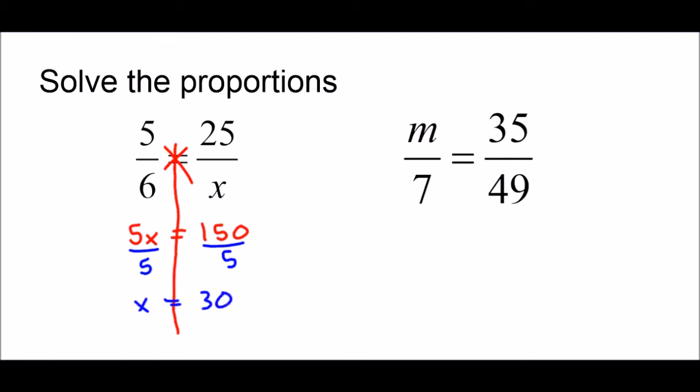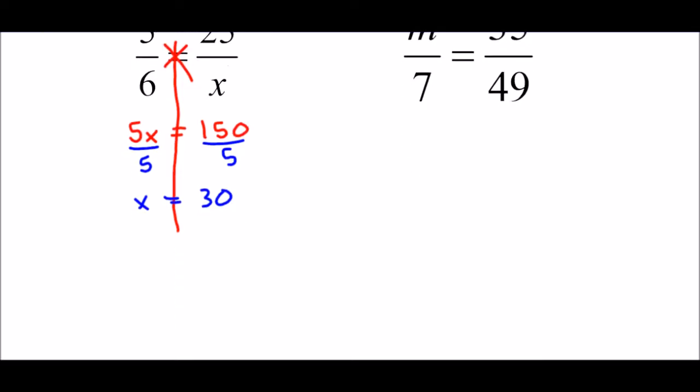And so basically what I'm saying here is I'm saying that 5 over 6 equals 25 over 30. And that is a true statement. 5 over 6 does equal 25 over 30. If you think about it, basically, we're just multiplying the top and bottom by 5 to get 25 over 30.